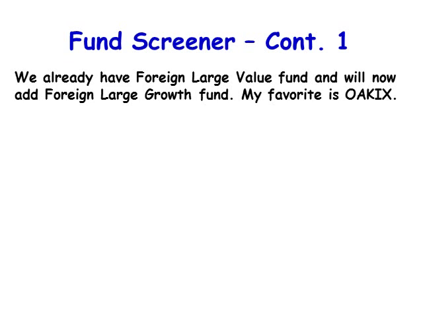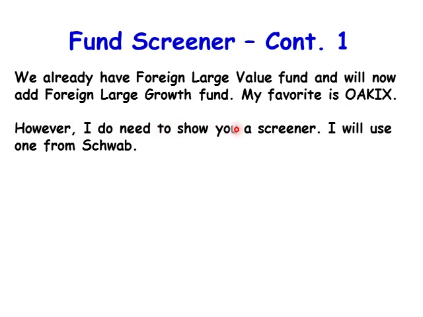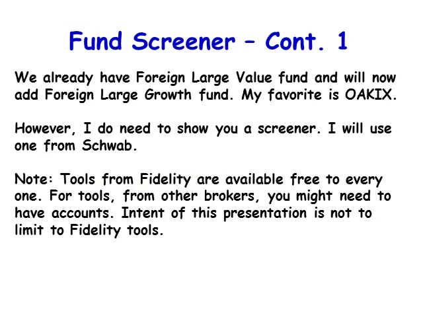So we already have the foreign large value fund we selected previously, and we will now add a foreign large growth fund. My favorite is Oakmark International. However, I do need to show you a screener. I will use one from Schwab. The screener at Fidelity is very easy to use and is available without you having to log into Fidelity. At Schwab, I had to log in to use the screener. Tools from Fidelity are available free to everyone. For tools from other brokers, you might need to have accounts.